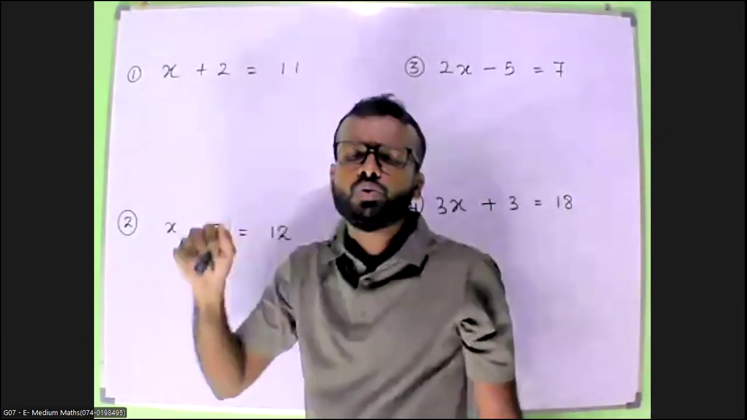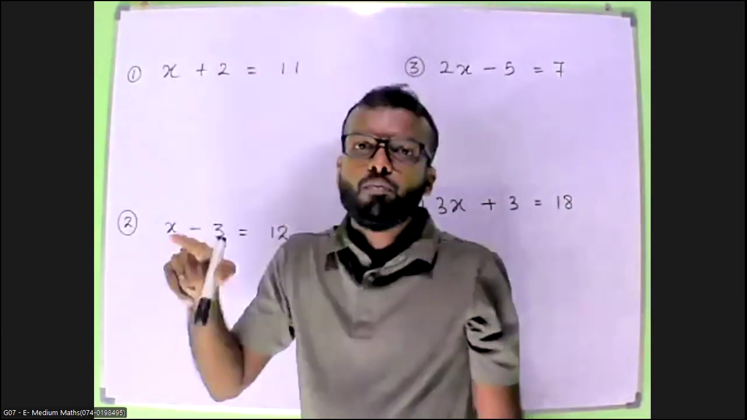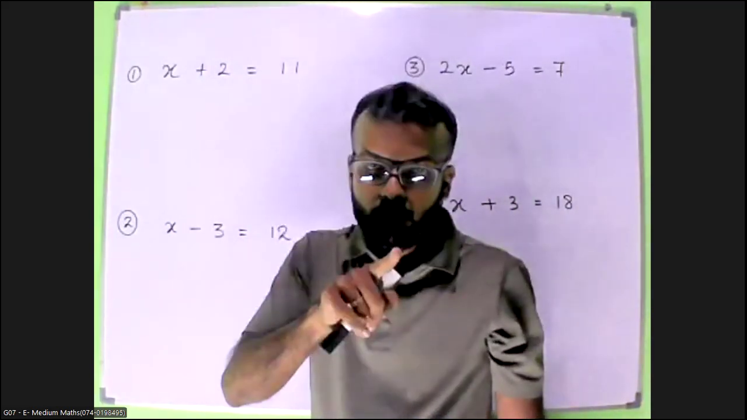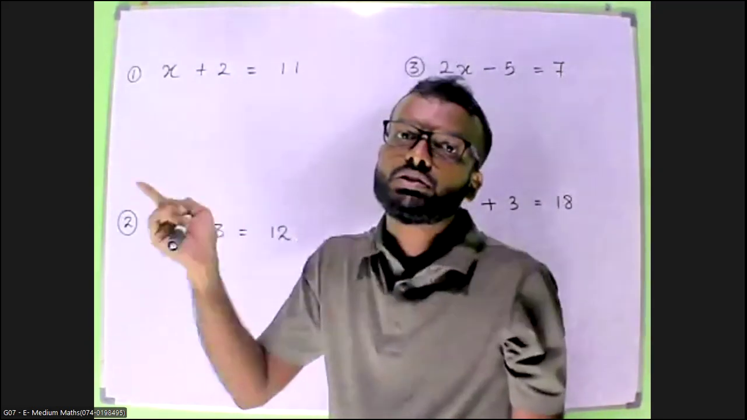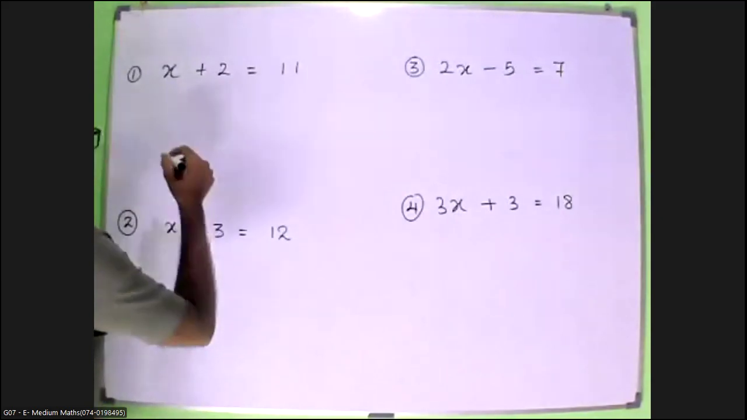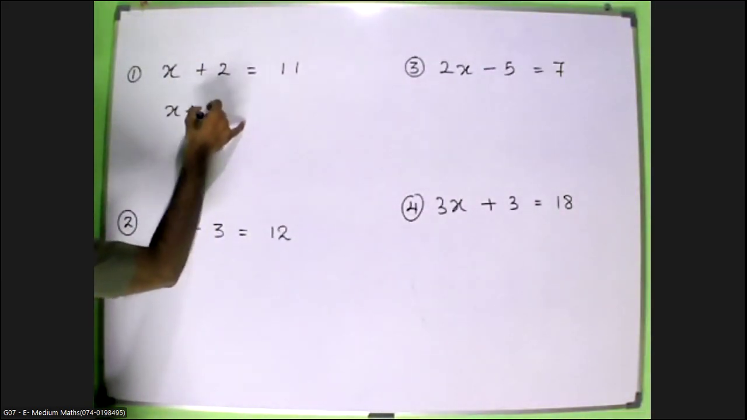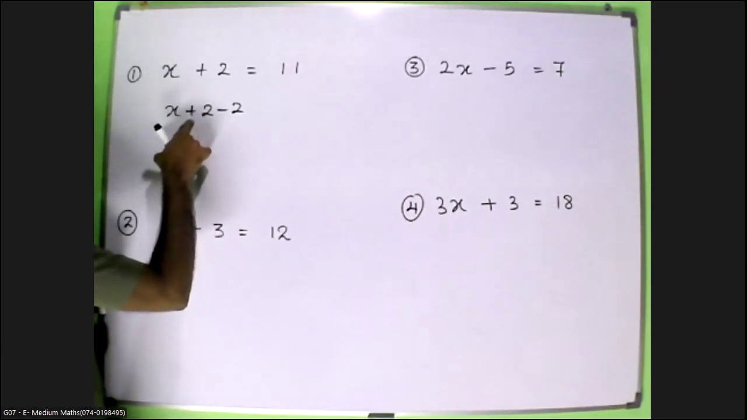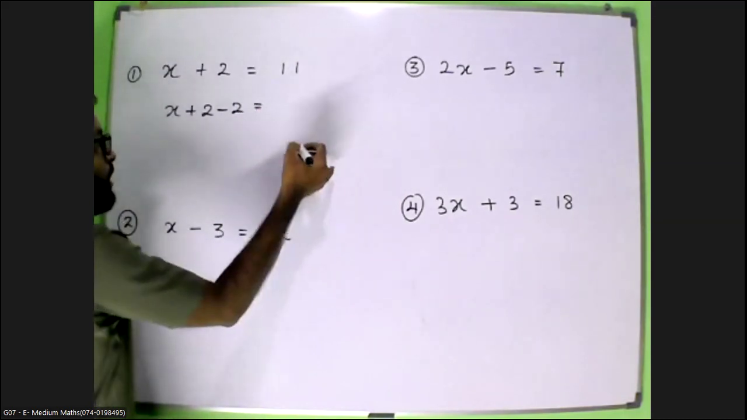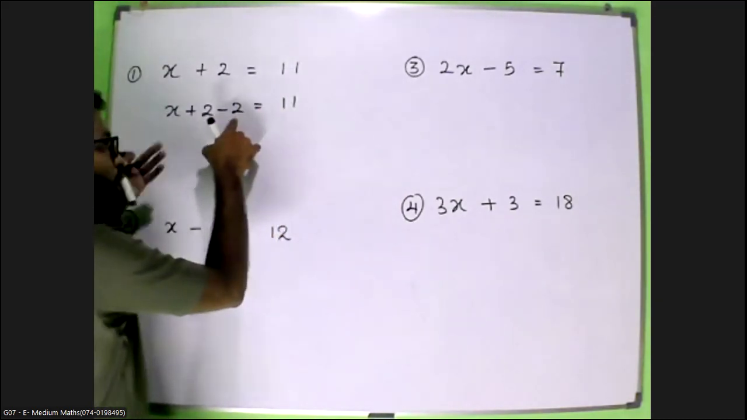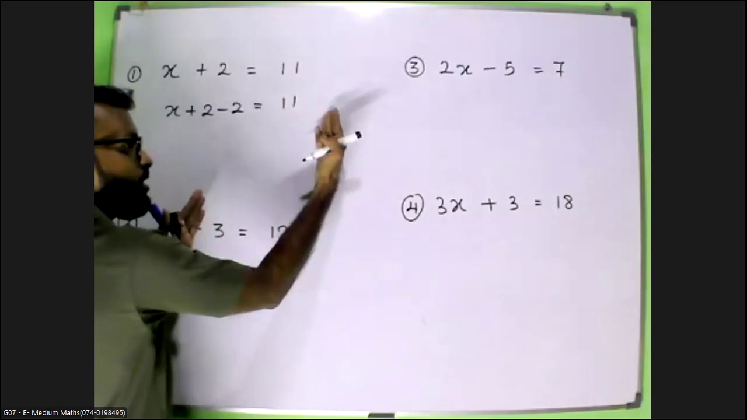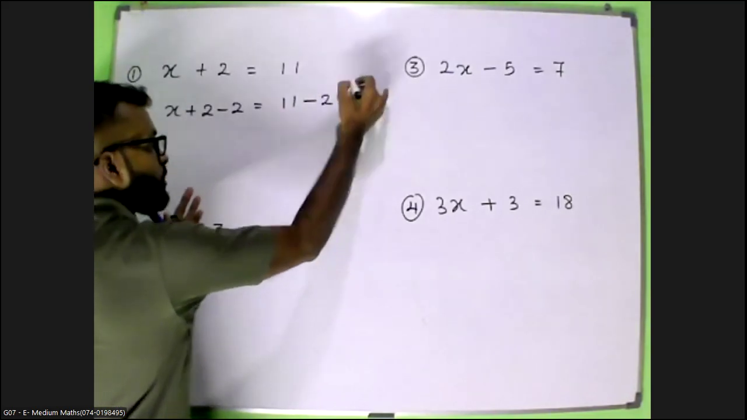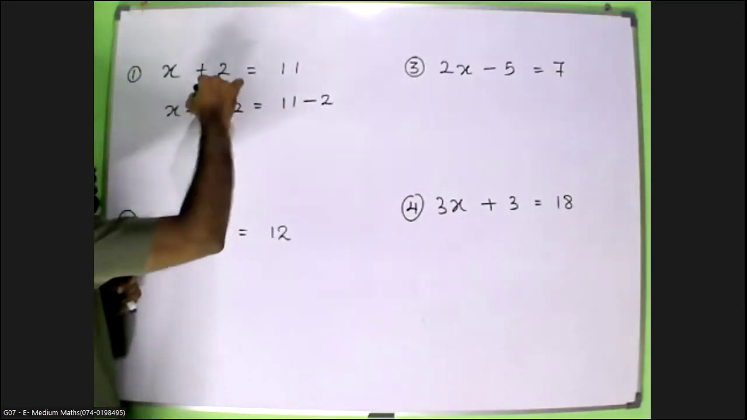How do you remove positive 2? What is the opposite of positive? Negative, right? So you need to subtract 2 from both sides. Let's do this. x plus 2, I am going to subtract 2, which is the opposite of this, positive to negative. I have subtracted 2 from my left hand side, so I need to do the same thing for my right hand side as well. Minus 2 and minus 2. Plus 2 minus 2.